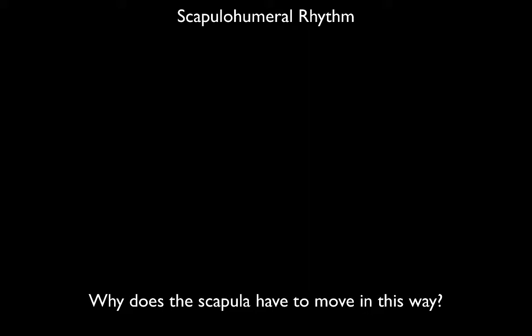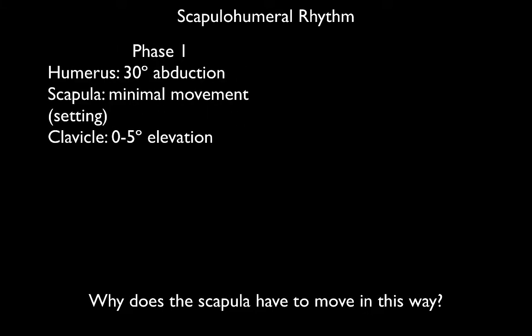As we look at this particular movement, we can split it up into three phases. The first phase is the initial movement as you start to move away from your body. So what's going on here is the glenohumeral joint abducts the humerus about 30 degrees. There's 30 degrees of abduction. The scapulothoracic joint has minimal movement. In fact, it's just preparing for what's going to happen later in the movement, so it's referred to as just setting in this phase. And the clavicle can go up to 5 degrees of elevation.